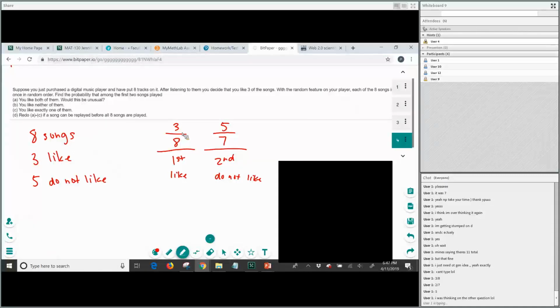Because it's not that I liked the first and liked the second. I liked the first, so 3 out of 8, but I don't like the second. You were thinking of the other question. Does this make sense, though? Why it's 3 out of 8 times 5 out of 7? Okay, now what do I do with those numbers?